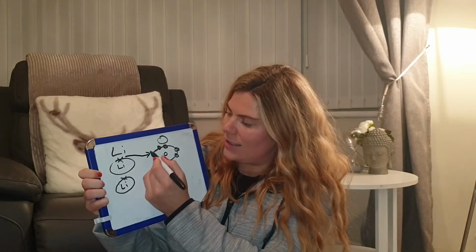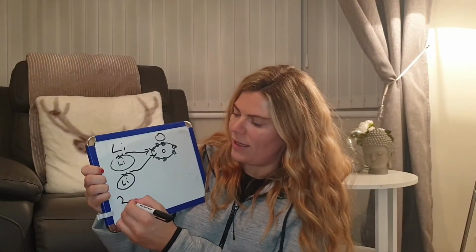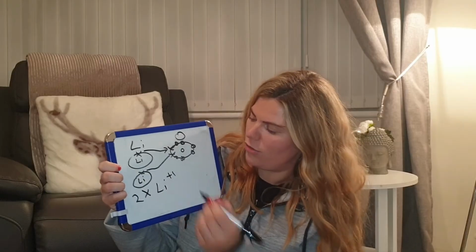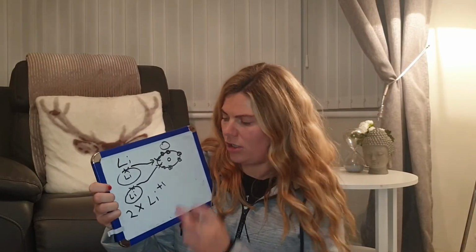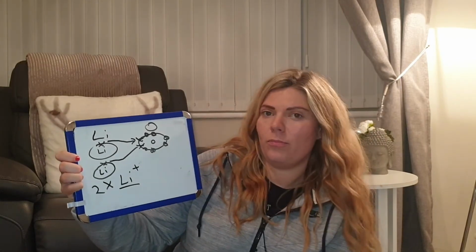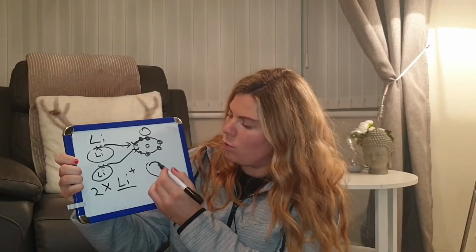So the 2 lithiums now both have 1 spare electron each. Oxygen is desperate for 2. So this lithium will donate its spare electron, and this lithium will donate its spare electron. Okay, so both of the lithiums will become Li+, because we don't write the 1. Although if you wrote the 1, I don't think they would mark you down at all for that. So 2 lithiums become Li+, and then oxide, there's only 1 O2-.